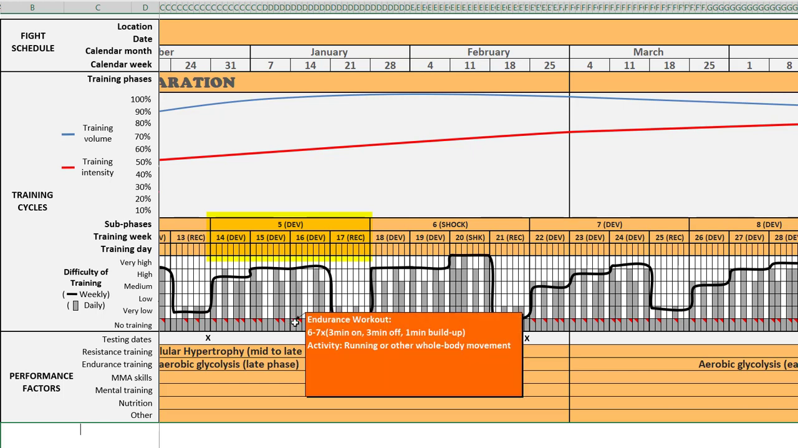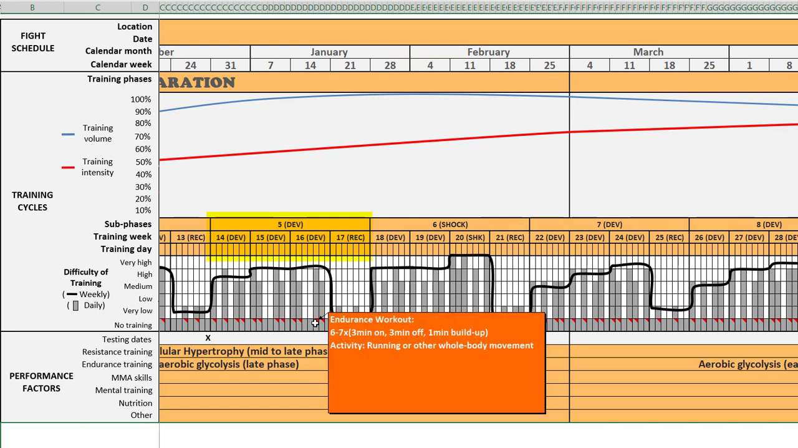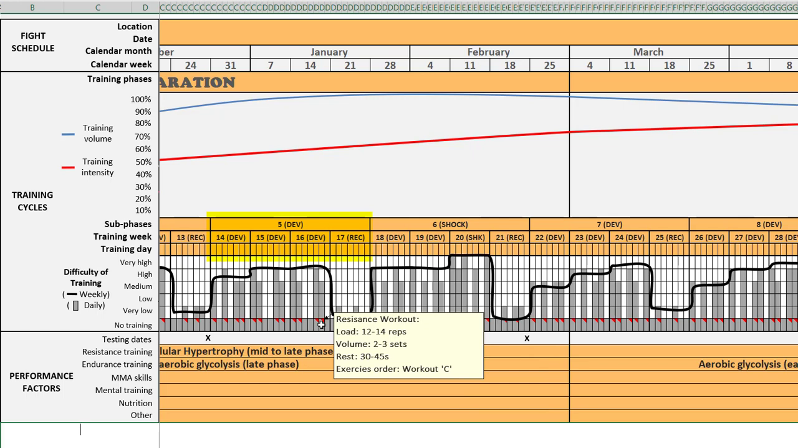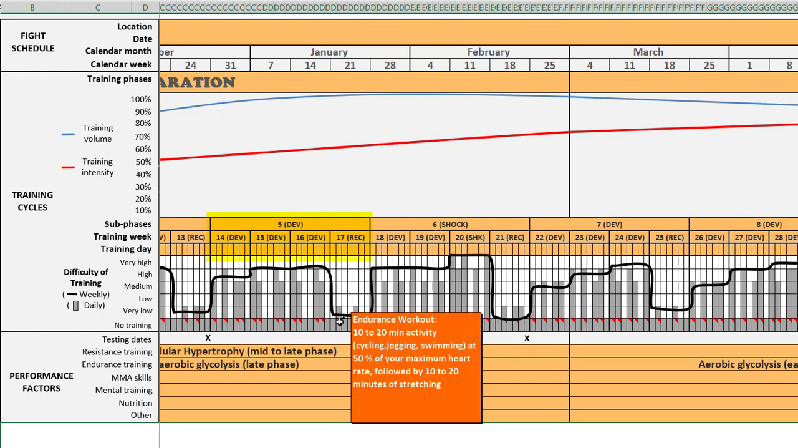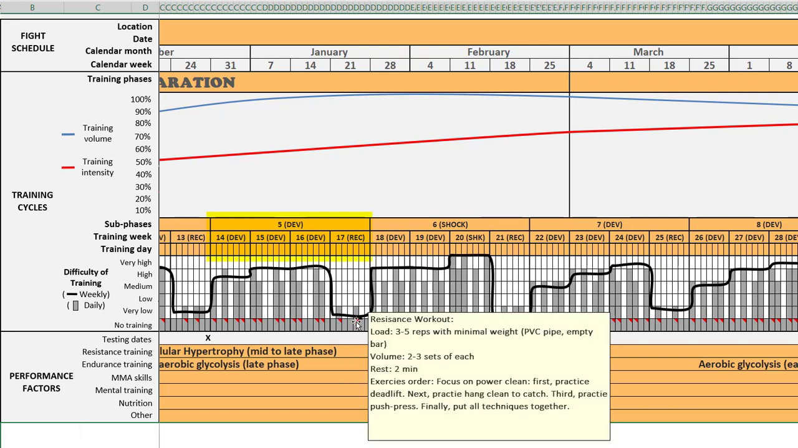Now, for training week 16, training difficulty here remains flat during this week, so everything essentially remains the same as the previous week. For endurance training, we're still using those 3-minute intervals, but the rest increases to 3 minutes with only 1 minute build-up. And for resistance training, everything remains the same. So if we just scroll through here, you can see 12 to 14 reps, 2 to 3 sets, 30 to 45 seconds rest. Pattern continues here and here. And you can see we're back to that normal pattern for our endurance recovery and then focusing on resistance technical proficiency.